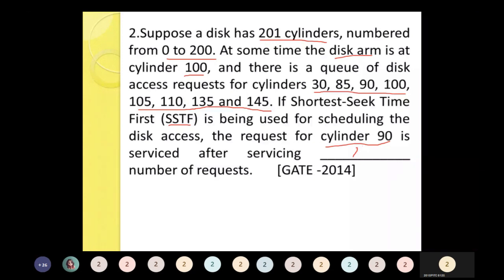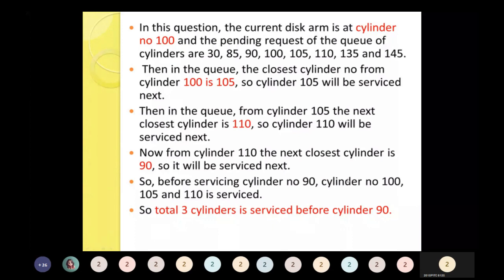Why does every cylinder need to be serviced? This particular cylinder 90 is served after a certain number of requests, whether it may be one, or two, or three. So we have to find out this solution. This question was asked in 2014. Now we have to find the solution. This question is very simple.